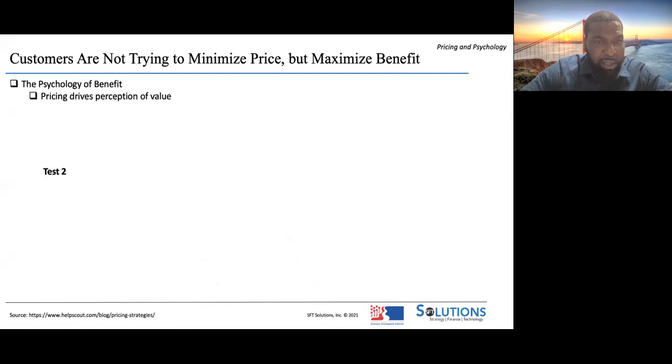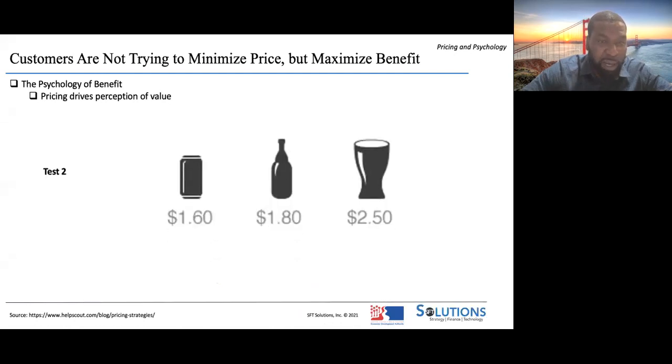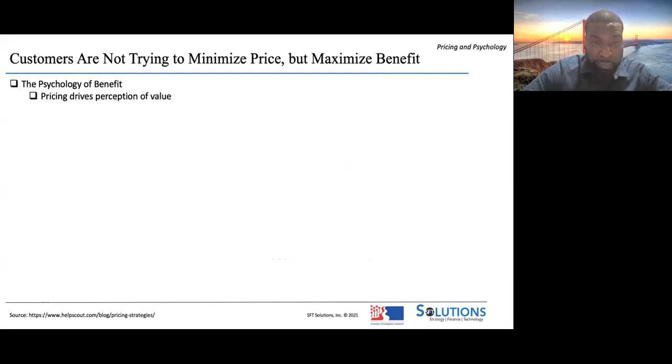He ran another test. He had 3 different options, priced at $160, $180, and $250, all identical volumes of beer. 80% of the time, customers went with the option in the middle. 20% of the time, customers went with the highest priced option. And 0% of the time, consumers went with the lowest priced option.